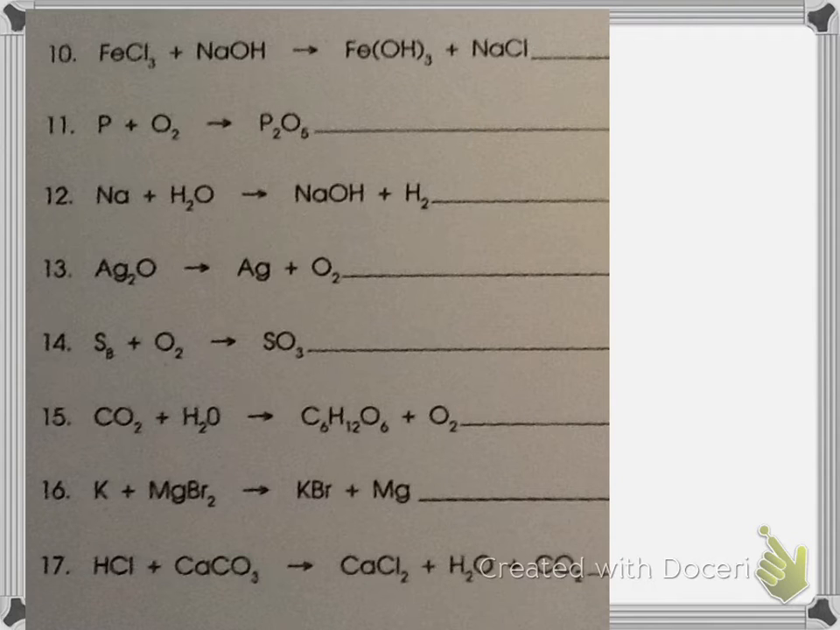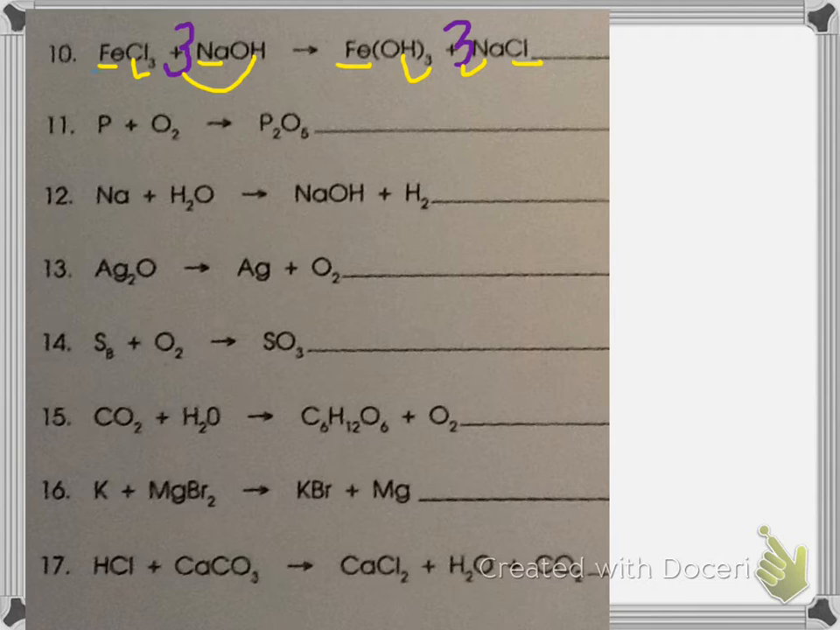Question number 10. 1 iron, 1 iron, so that's okay. 3 chlorines. Over here I only have 1, so I need a coefficient of 3 in front of sodium chloride. 1 sodium, and now I have 3 sodium, so I need a coefficient of 3 in front of sodium hydroxide. I have 3 hydroxides, and I have 3 hydroxides. So I think it's balanced, and 1, 3, 1, 3 would be the lowest whole number ratio.